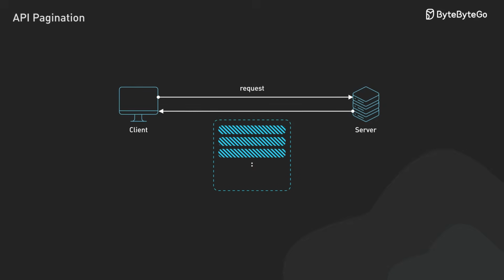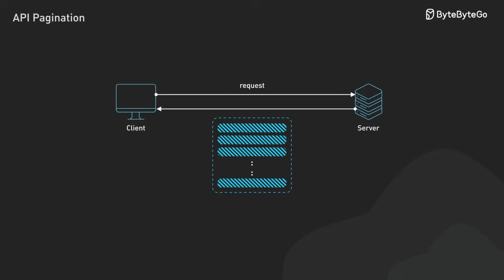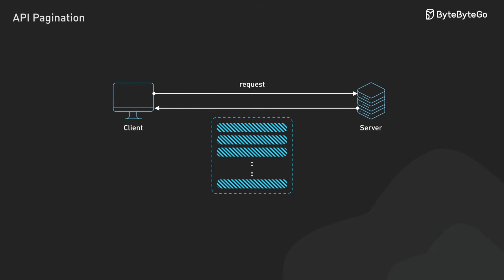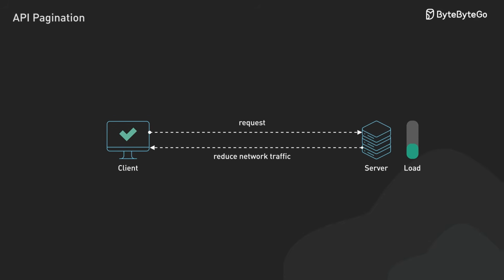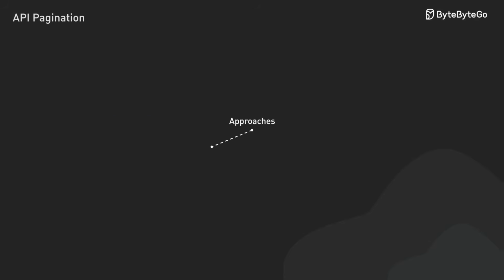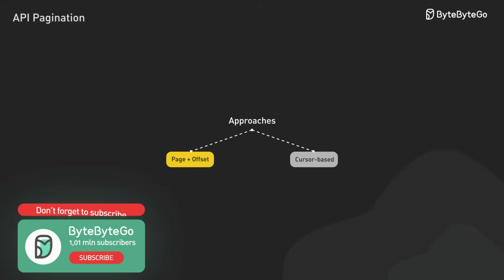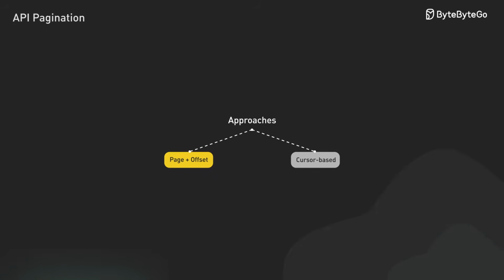Instead of sending thousands of records at once, we send them in batches of maybe 10 or 100. This helps manage server load, reduces network traffic, and keeps our application responsive. Let's look at two main ways to handle pagination, offset-based and cursor-based.